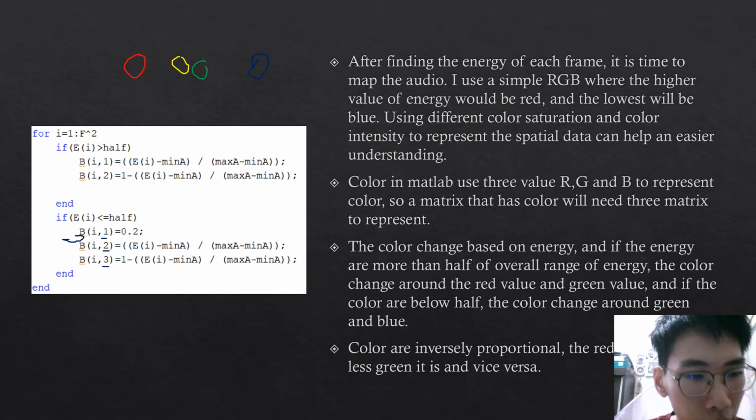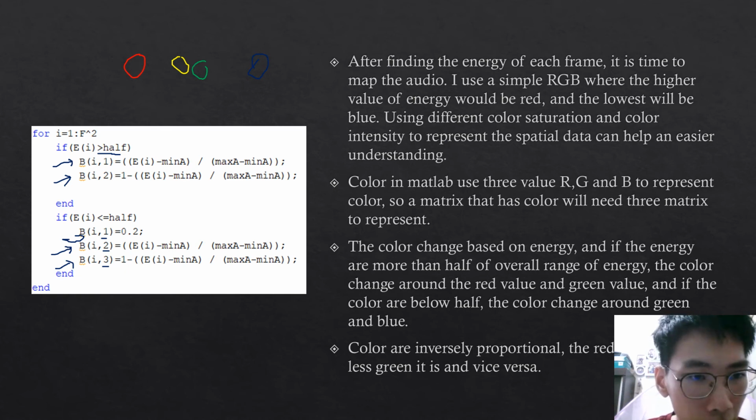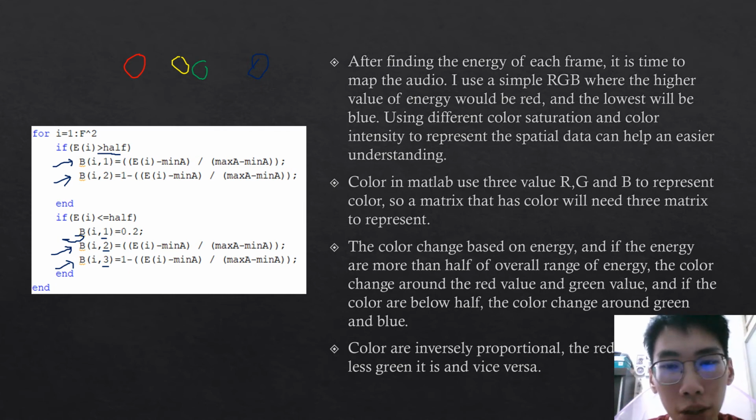So I put a loop here where it goes through each frame, and then it will take the value of the energy. If it's more than half, the value will change based on red and green. The green will be inversely proportional to the red color, and if it's less than half, the color will change between green and blue, and blue is inversely proportional to the green. And here I put a bit of red so that when it changes from more than half to less than half, the color won't differ too much.